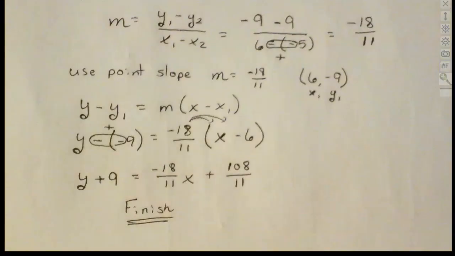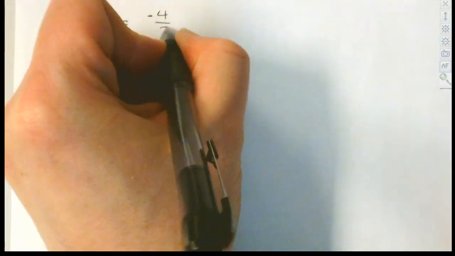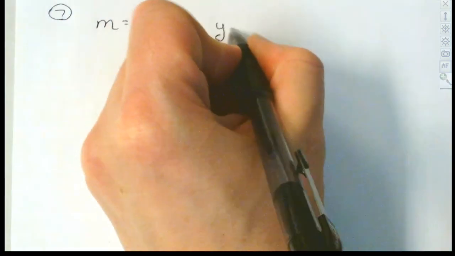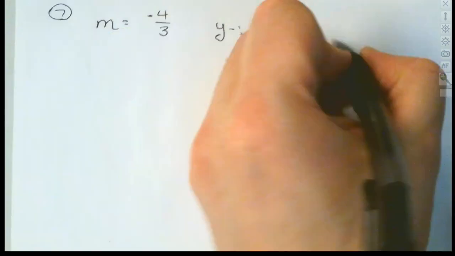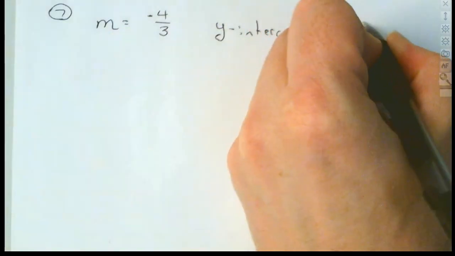Question 7. Okay, now question 7 is very, very easy to do. Because question 7, we want it in slope-intercept form. And what you have is you have m equals minus 4/3, and you have a y-intercept, which is 0, 26/3.